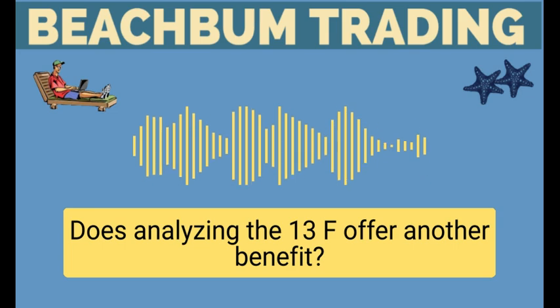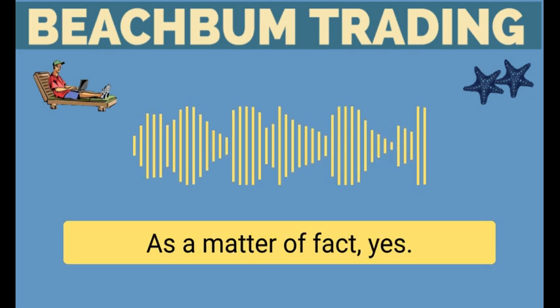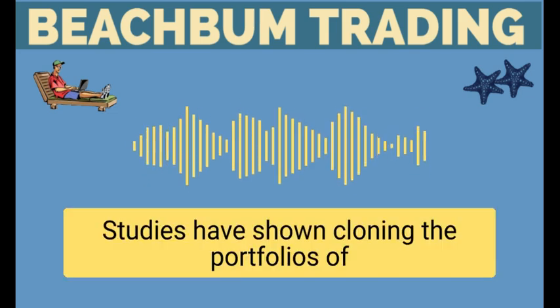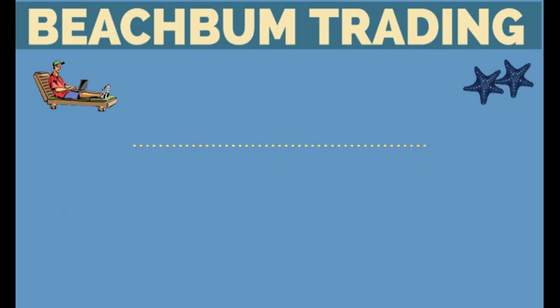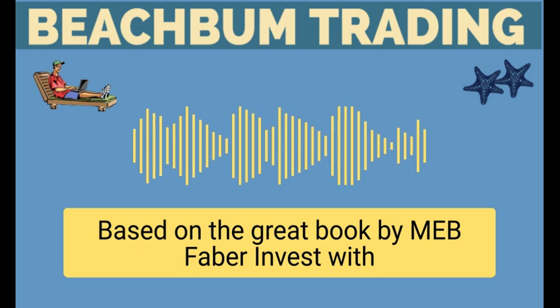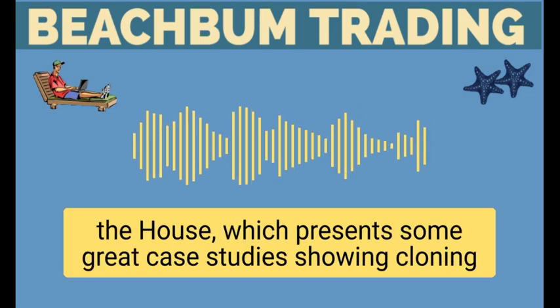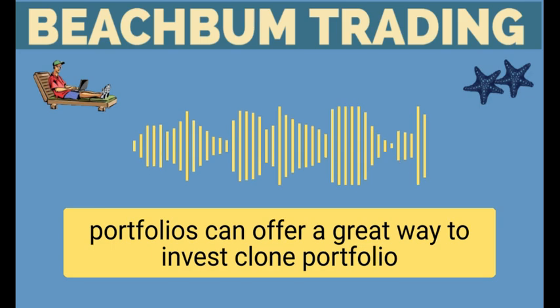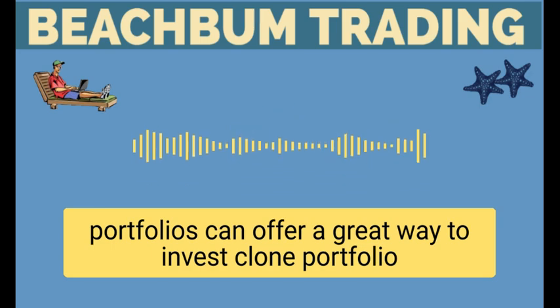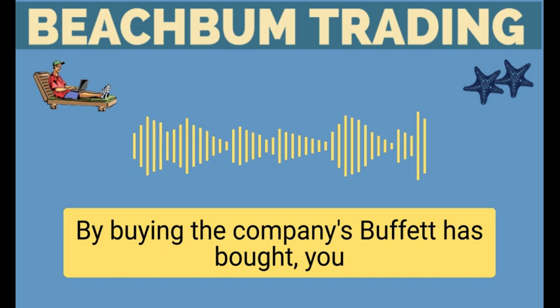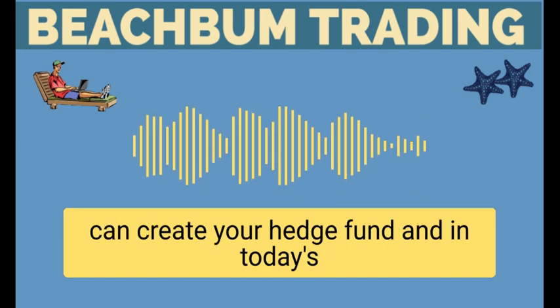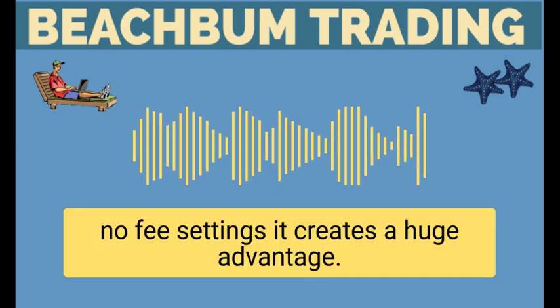Does analyzing the 13F offer another benefit? As a matter of fact, yes. Studies have shown cloning the portfolios of the investing greats can be quite successful. Based on the great book by Meb Faber, Invest with the House, which presents some great case studies showing cloning portfolios can offer a great way to invest: clone portfolio 10.53%, S&P 500 4.31%, by buying the companies Buffett has bought. You can create your own hedge fund, and in today's no-fee settings, it creates a huge advantage.